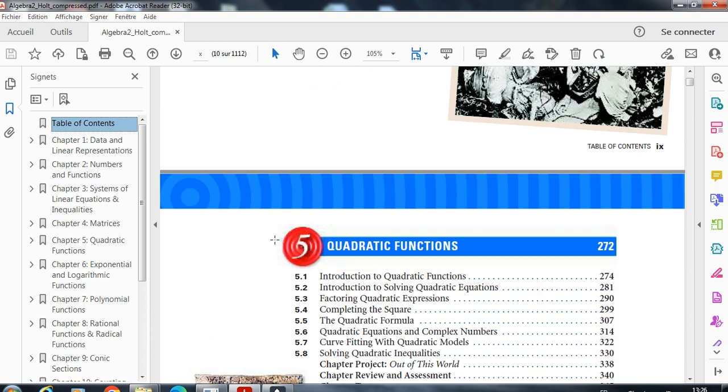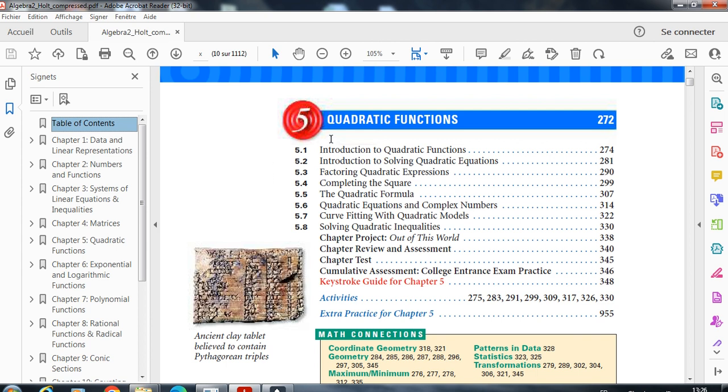Okay. Chapter number 5, we have fifth chapter, quadratic functions, introduction to quadratic functions, introduction to solving quadratic equations, factoring quadratic expressions, completing the square, quadratic formula, quadratic equations and complex numbers, curve fitting with quadratic models, and solving quadratic inequalities. So we have 8 lessons.